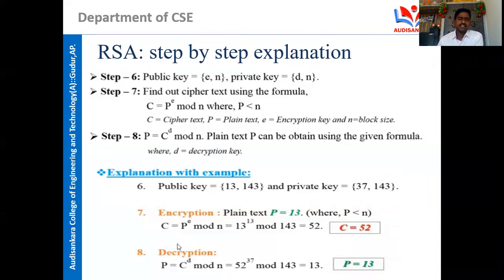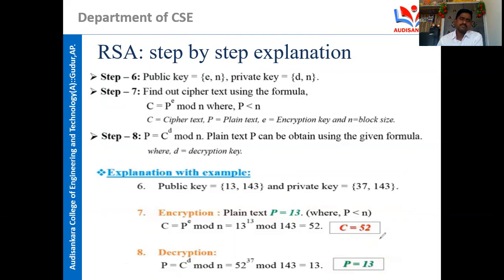Now you can see here, C is equal to P power E mod N. P, we took as 13. E value is also 13. So 13 power 13, mod N value 143. If you calculate this, you will get the value 52. How much? 52. So this is the ciphertext value. C is equal to 52. So now we got the ciphertext value.